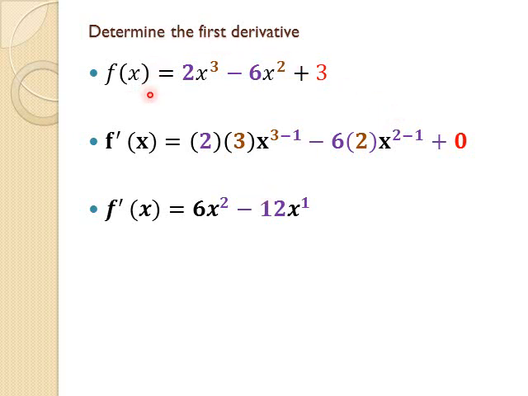Determine the first derivative, given f(x) = 2x cubed minus 6x squared plus 3. 3 times 2, 3 minus 1. 2 times 6, 2 minus 1, and a constant gives 0. So 3 times 2 gives me 6x squared, minus 12x to the power 1.